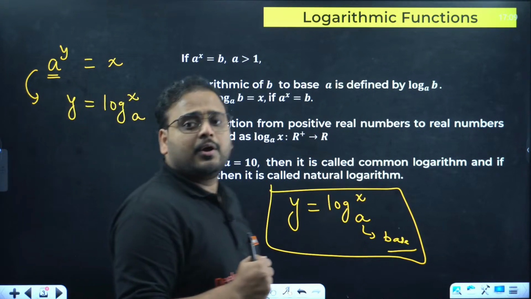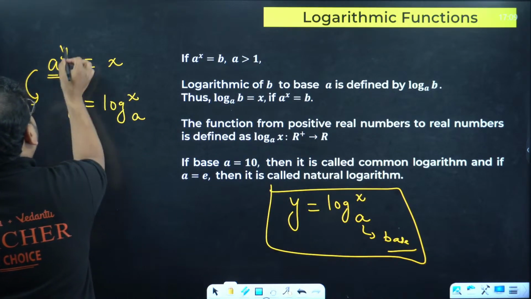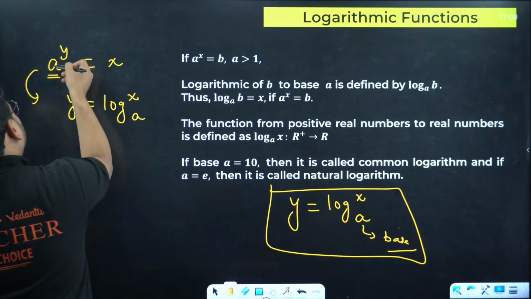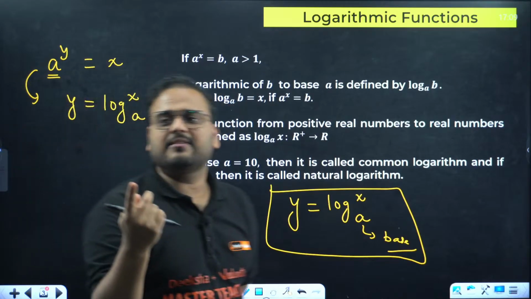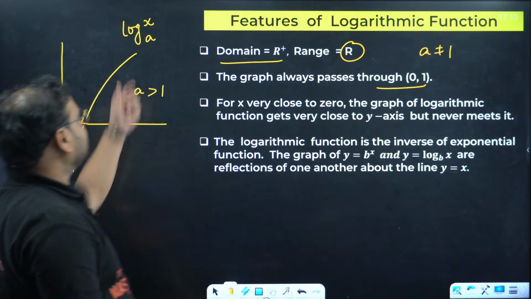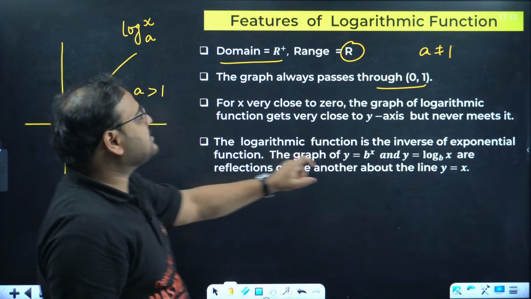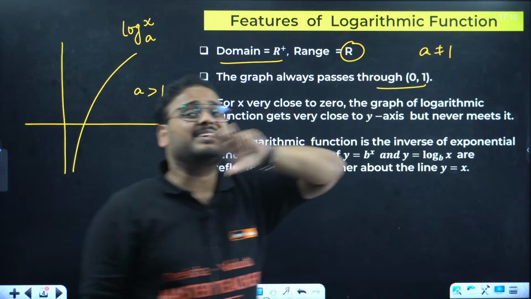Can you try? If you take the base as 1, what will happen? It will become 1 to the power anything, which will be the same number, 1 itself. There's no definition about it, so there will be no function. If you put this as 1, it will always come to the same value, right? So we always remember the base of log is never 1.